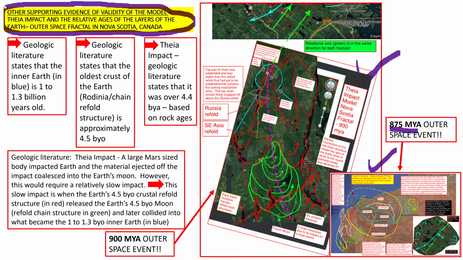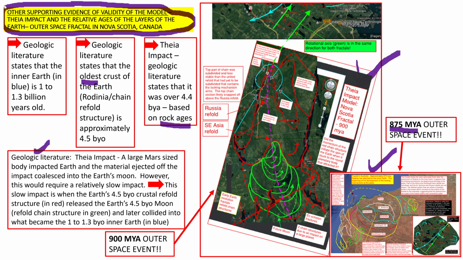Geologic literature states that the inner Earth in blue on that fractal is 1 to 1.3 billion years old. Geologic literature states that the oldest crust of the Earth, the Rodinia chain refold structure in my model, is approximately 4.5 billion years old. The Theta impact, geologic literature states that it was over 4.4 billion years old, based on rock ages though.